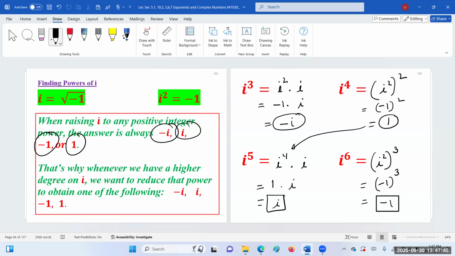Now, what else do you observe here? When the power is odd, what is the result? Either negative i or positive i. And when the power is even, either 1 or -1. And this is true for any odd or even power. If i has an odd power, the answer has to be either positive i or negative i. But if i has an even power, the answer has to be either +1 or -1.